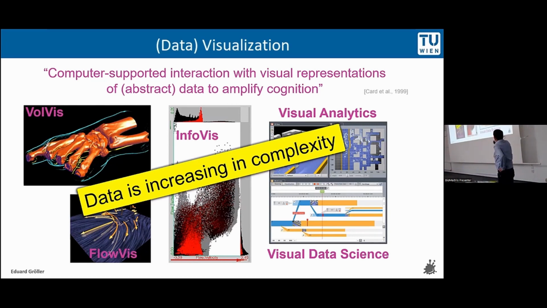And as the data is increasing in this complexity, you have to do something about it. I mean, you could make the visual representations more complex, but your human expert is not getting much more intelligent in the last couple of thousand years, for example. So you cannot cope with the increased data complexity with an increased visual complexity of your representations. You have to do something about that.